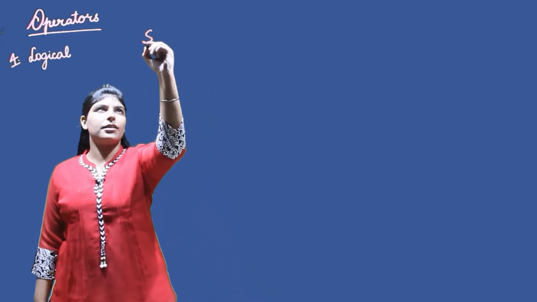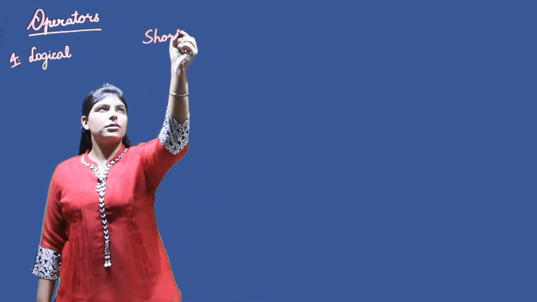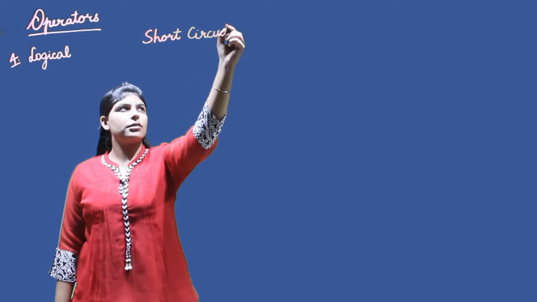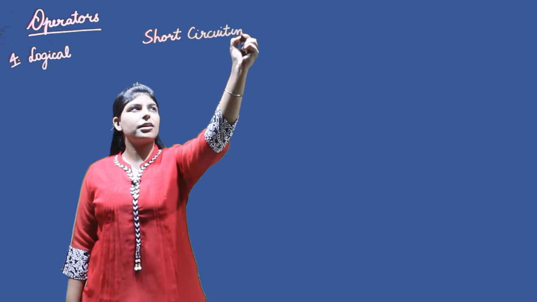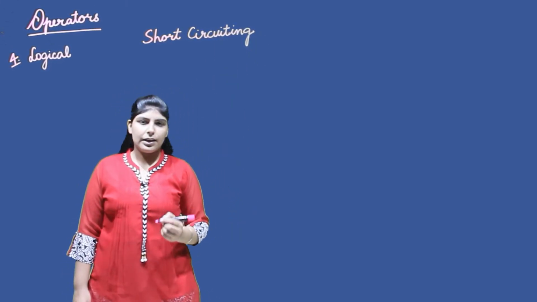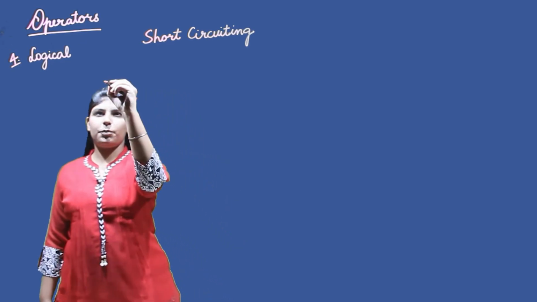Sometimes a logical expression is not evaluated completely. The evaluation stops in between because we know the result of the expression before the complete execution of the expression. This process is known as short circuiting. Short circuiting may happen with logical AND as well as logical OR operator. Let's see an example with logical AND operator.